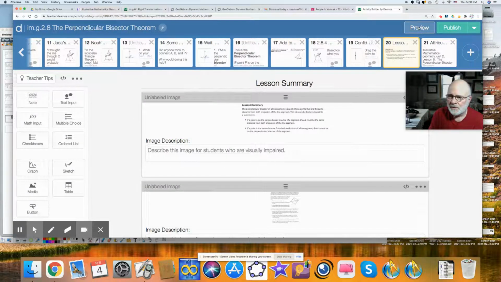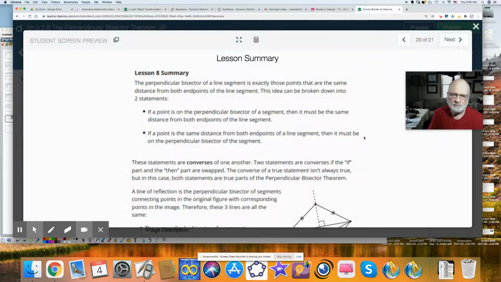And at the end, the lesson summary says the perpendicular bisector of a line is exactly those points that are the same distance from the two endpoints of a segment. This idea can be broken down into two statements. The first is that if a point is on the perpendicular bisector of a segment, it must be the same distance from both endpoints of that segment. And the second part of this is the converse of that.